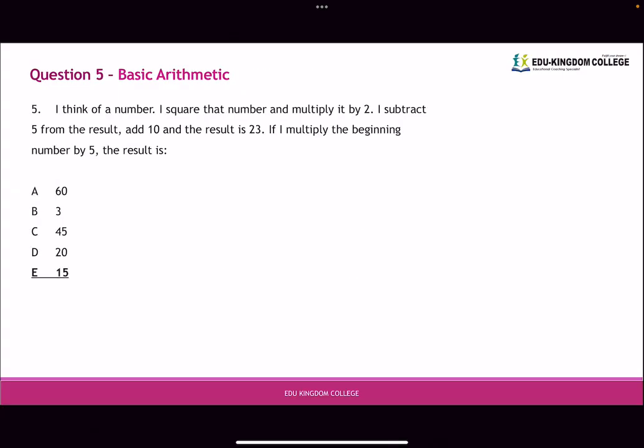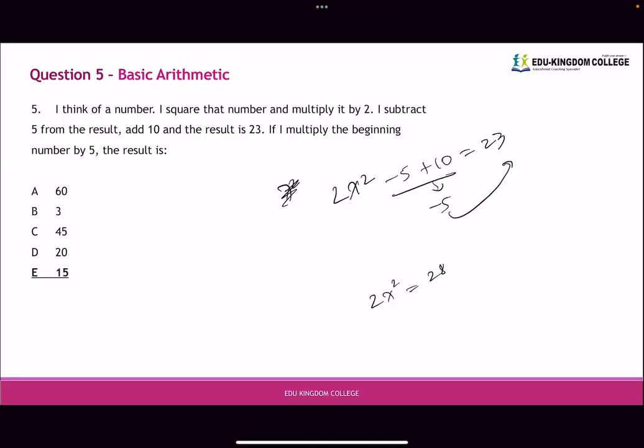Question 5. I think of a number, square it, multiply it by 2. I subtract 5 from the result, add 10, and the result is 23. So overall, this is minus 5. If I multiply the beginning number by 5, what is the result? So if I move this over, 2x squared equals 28. I don't think I'm doing this right.